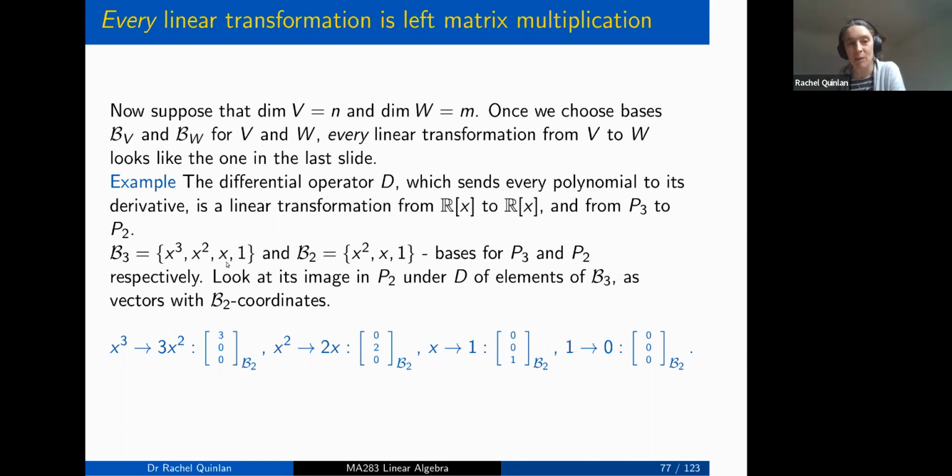The third basis element in B3 is x, and when we differentiate x, we get 1. That's the element of P2 whose coordinates in B2 are 0, 0, 1. And finally, the fourth basis element in P3 is the constant 1. Its derivative is 0, which is the element of P2 whose coefficients with respect to B2, or any basis, are just 0, 0, 0. So that is the zero element of P2. That is what the differential operator D does to each of the basis elements in our chosen basis of P3.